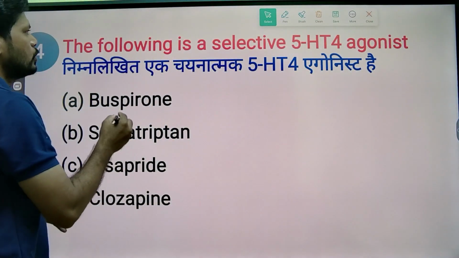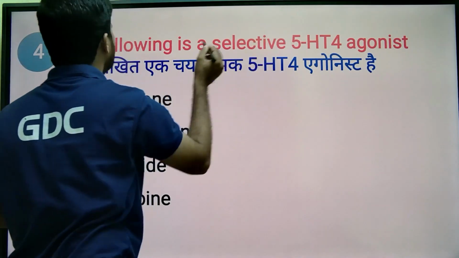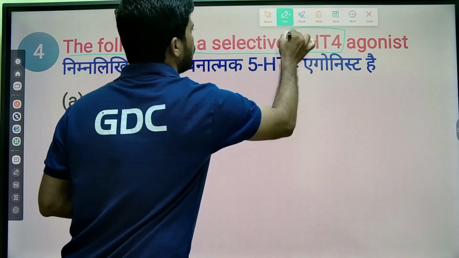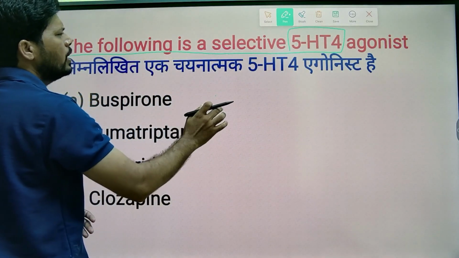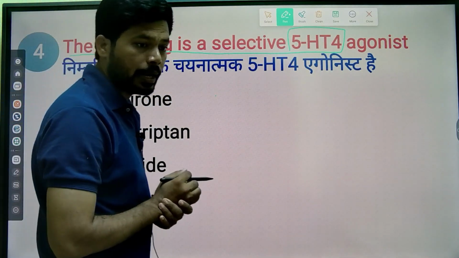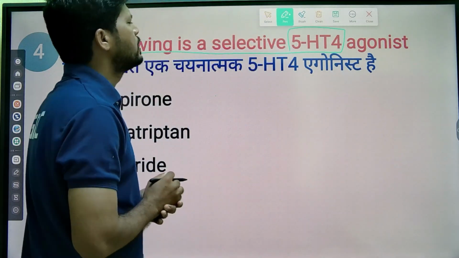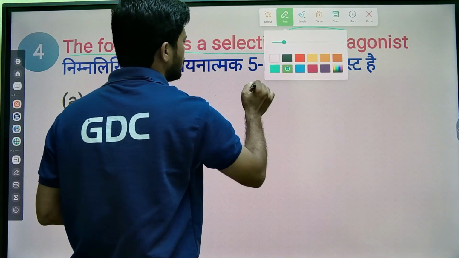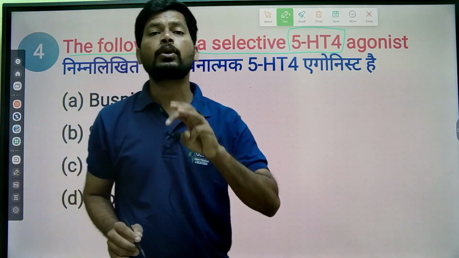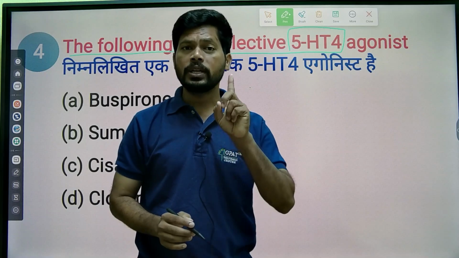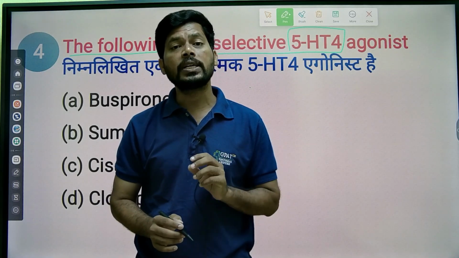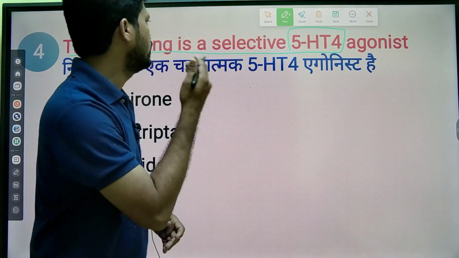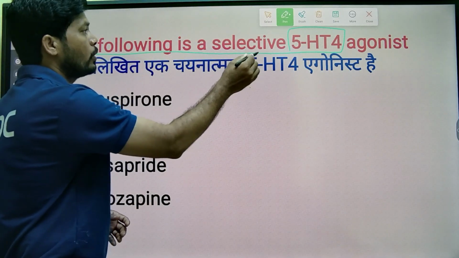And moving to the next MCQ: which of the following is a selective serotonin type 4 receptor agonist? There are seven types of serotonin receptors present in the body. Among the seven types, serotonin type 3 belongs to the ion channel receptors and the remaining serotonin 1, 2, 4, 5, 6, 7 belong to the G protein coupled receptors.